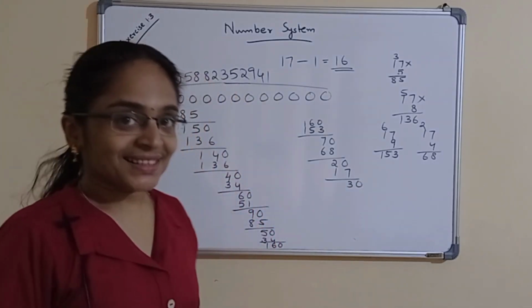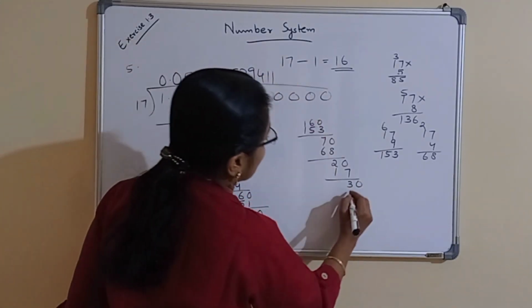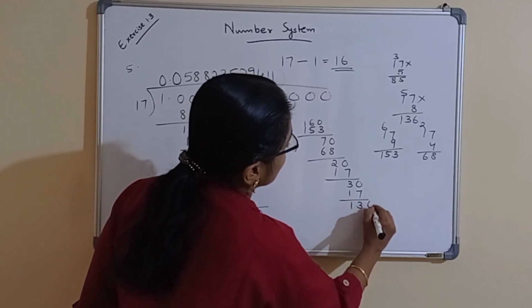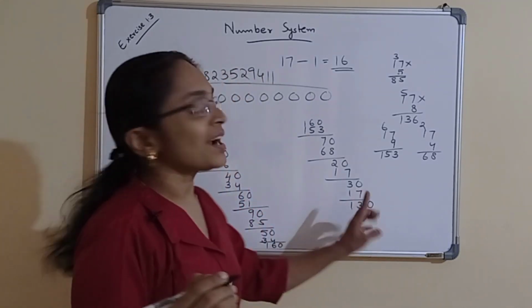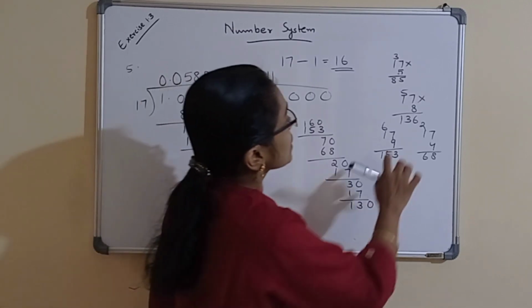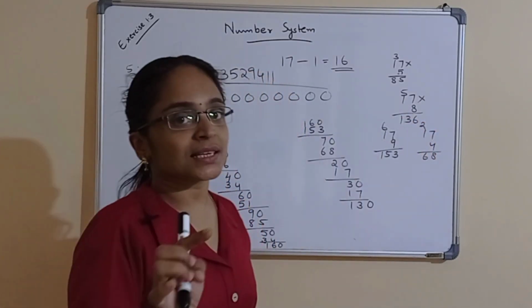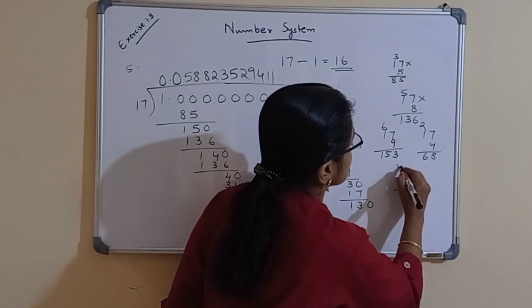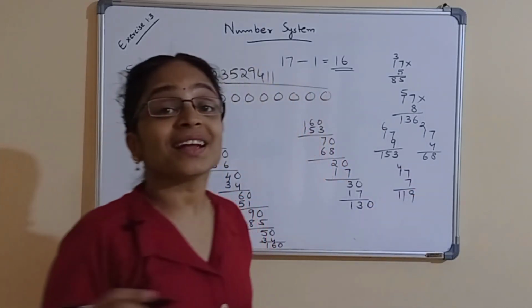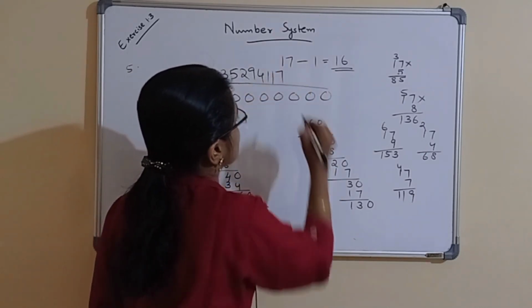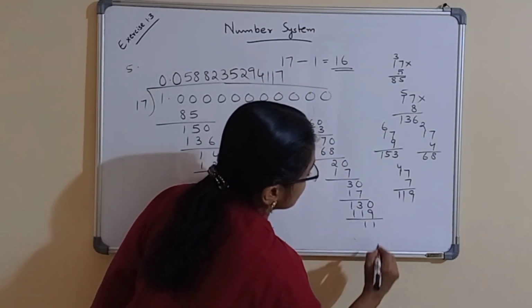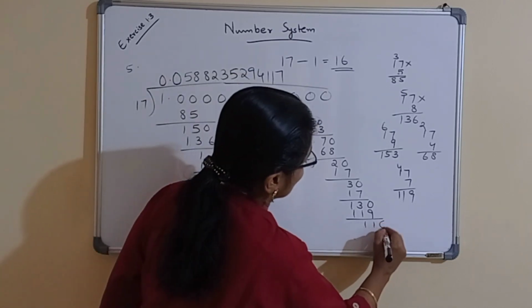Now 30. In 30, 17 will go one time. So 17. Now the remainder is 13, and bring 0 down. In 130, 17 will go 17 into 8 is 136, so 17 into 7. What is 17 into 7? 7 sevens are 49, and 119. So it will go 7 times. 119. The remainder is 11. Now bring 0 down.